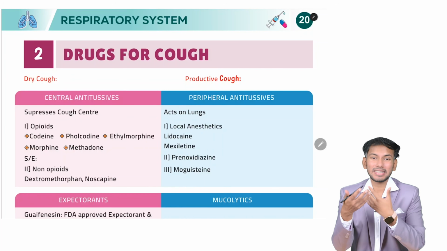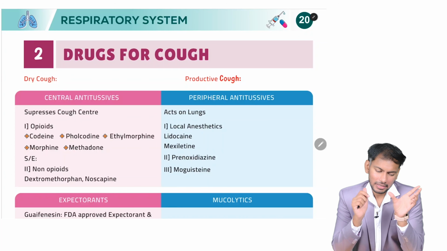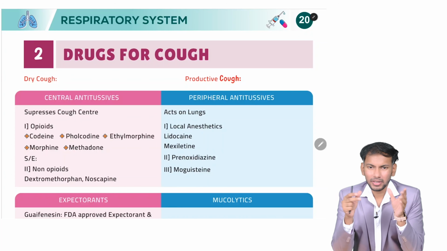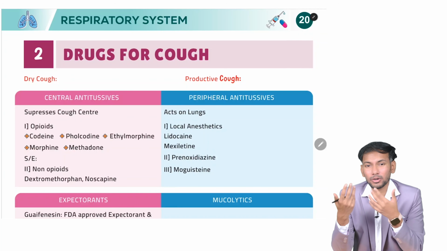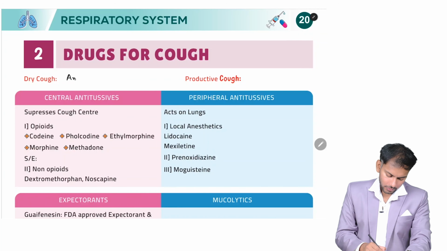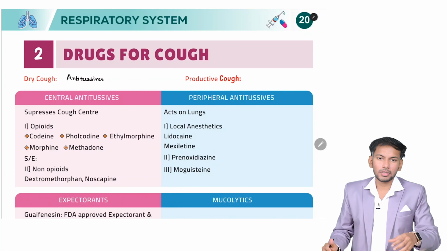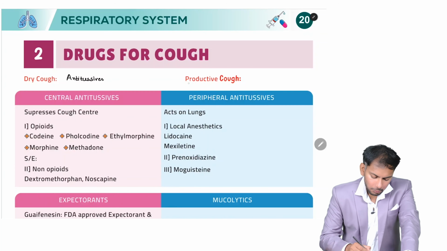So now coming to the second chapter, that is the drugs for cough. We have two kinds of cough, dry cough and productive cough. In dry cough there is no sputum, you're just coughing because there is some kind of irritation. So how do you treat it? You treat it by giving antitussives. Why? Antitussives will suppress the cough center, so you will not cough. That's all, treated.